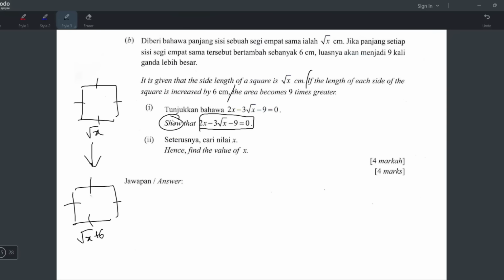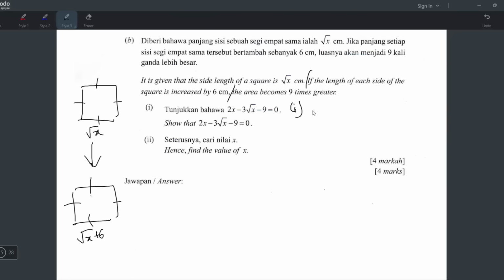Alright, this is a show question. For a show question, this one is the answer. And your job now is to do it yourself without using this to help you. Okay, you have to do it yourself. After doing it yourself, just make sure your answer matches with this. Okay. Alright, let's use the area to do it.